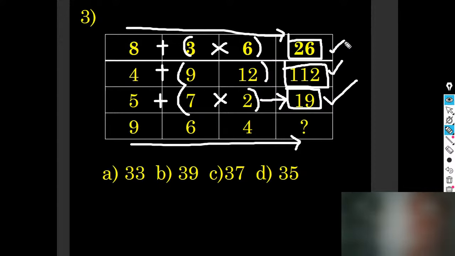And now try to do for the last one, 9, 6, 4, question mark. What can be the answer? 33. Okay, let us check. So 6 into 4 is 24. 24 plus 9 is 33. So 33 is the correct answer. Here the logic is you should multiply the second and third columns and add it to the first one. It gives us the last one, the fourth one. That is the logic.